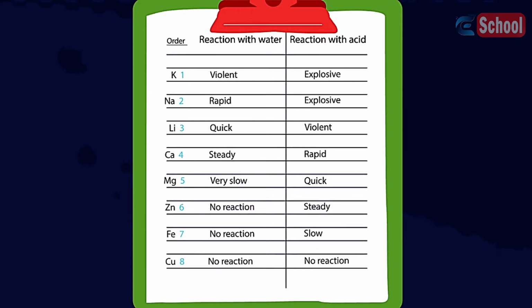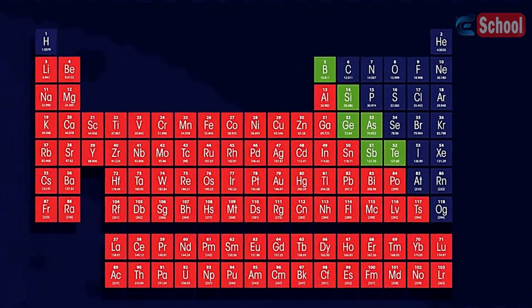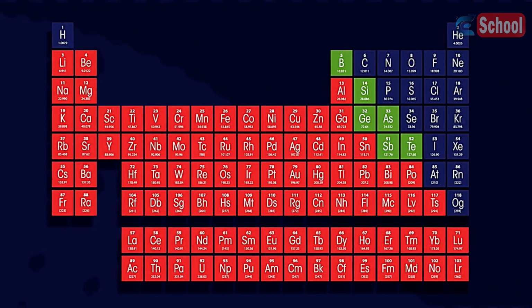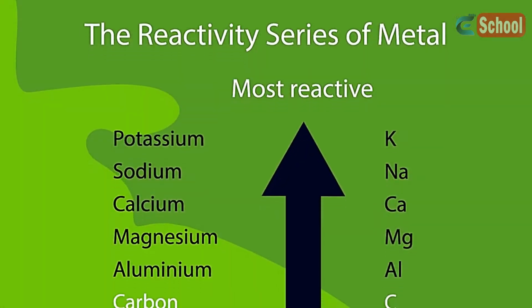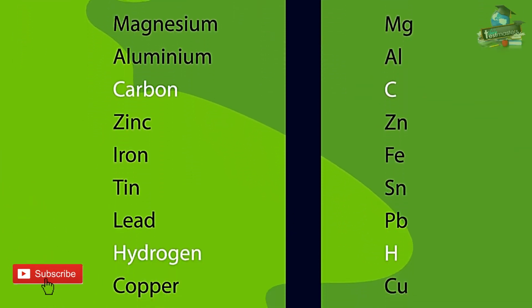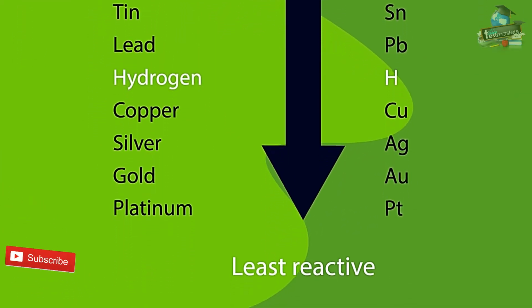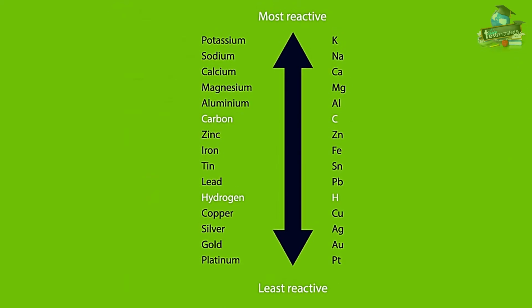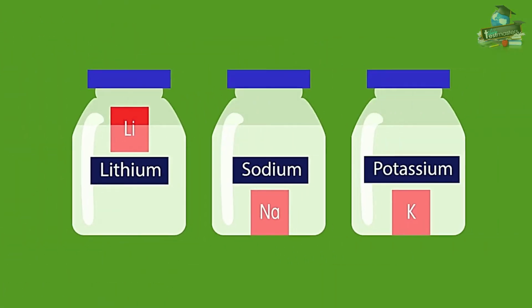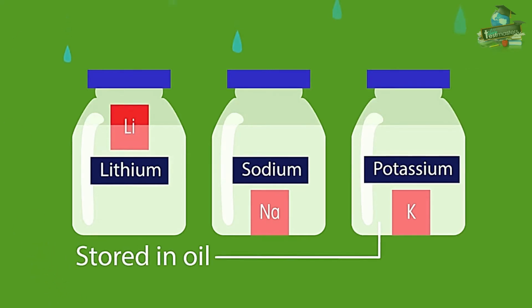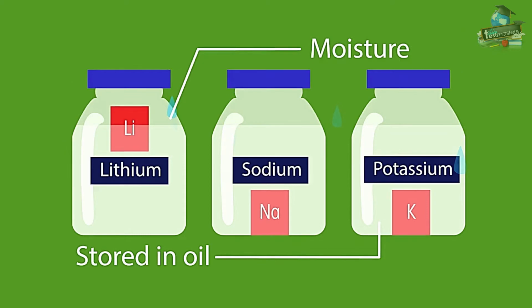This is of course a selective list, or else we would need to include over 70 metals. This gives us the reactivity series of metals, many versions of which you will find in books and online. You may already have known that lithium, sodium and potassium were at the top of the list, since we store these metals in oil to stop reaction with moisture in the air.